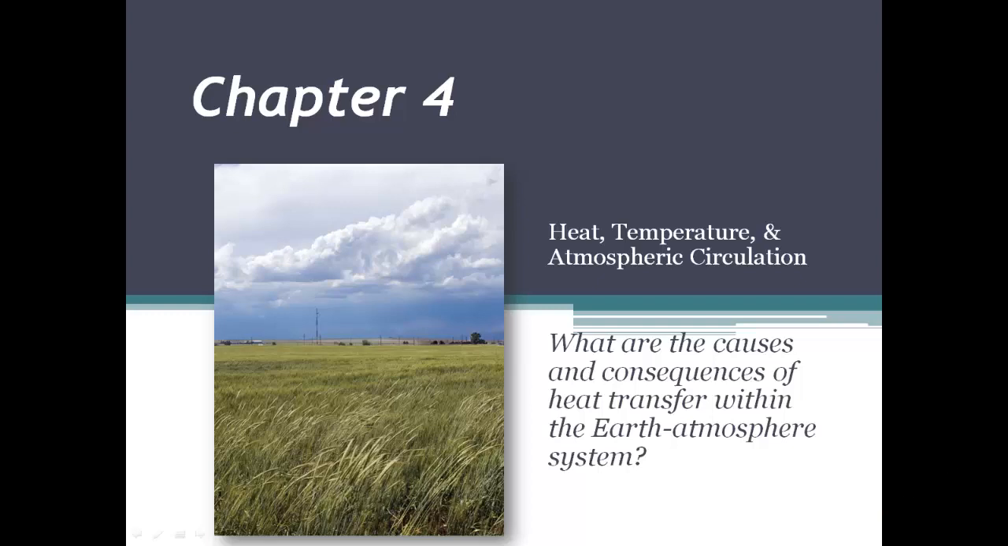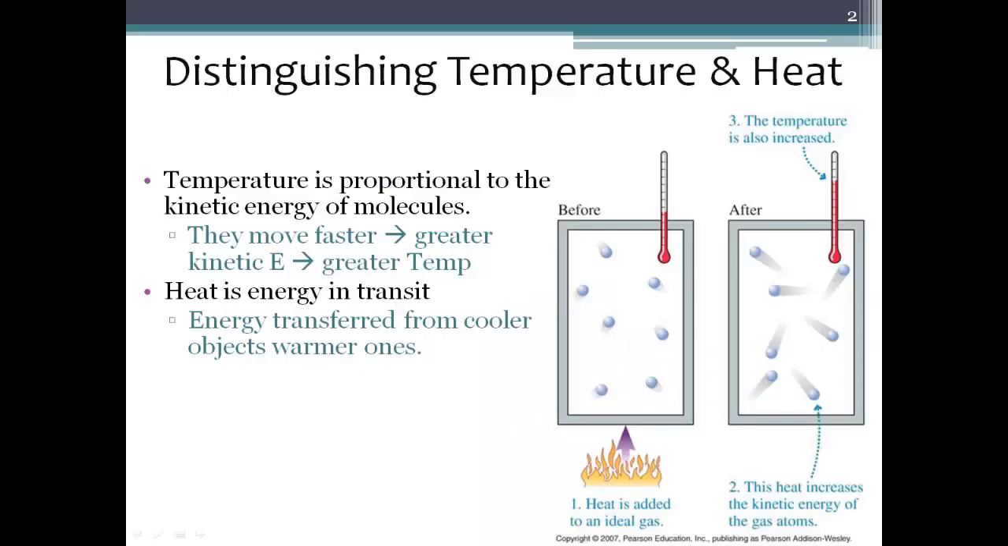Chapter 4 is about heat, temperature, and atmospheric circulation. And our driving question is, what are the causes and consequences of heat transfer within the Earth-atmosphere system? Let's start off by distinguishing between temperature and heat.